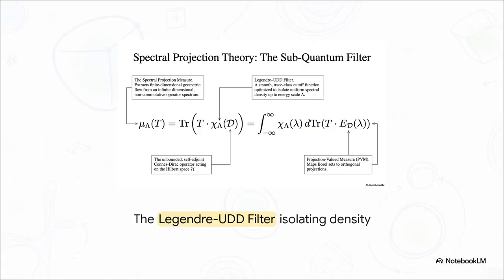And here is the math making it happen, the Legendre UDD filter. If you look at the spectral projection measure there, it acts on the unbounded Connes-Dirac operator, which is basically our raw quantum noise, and it applies a smooth cutoff function to isolate the stable data up to a very specific energy scale, lambda. It's taking incredibly volatile data and translating it into a tight algebraic profile we can actually work with. It's a real game changer.